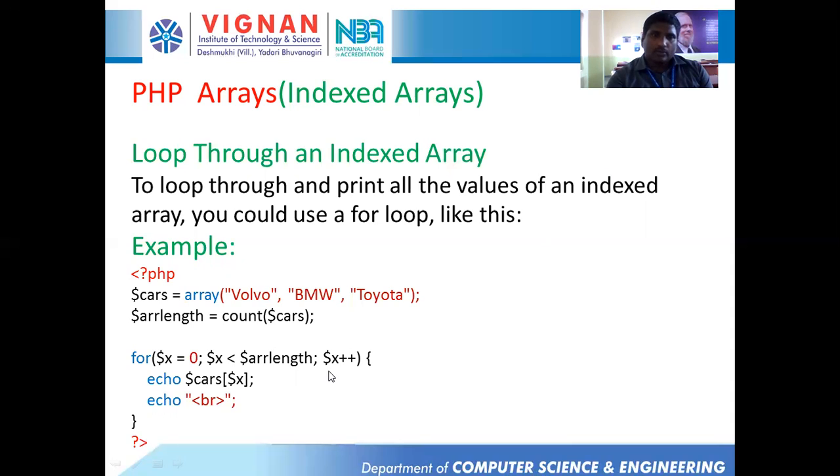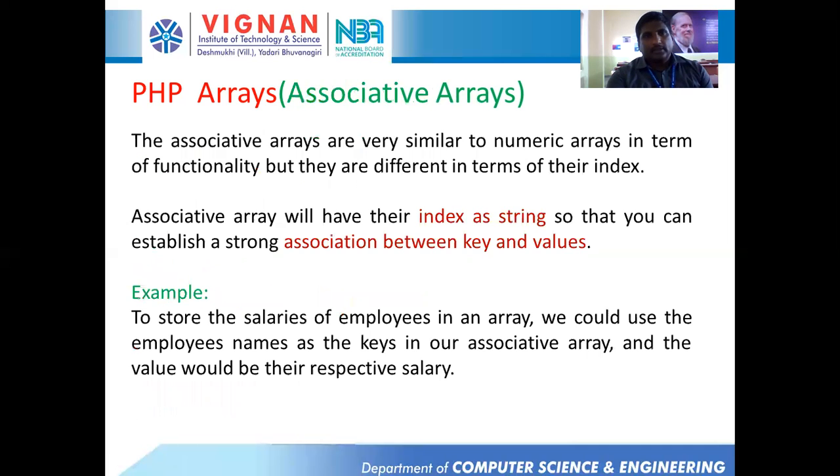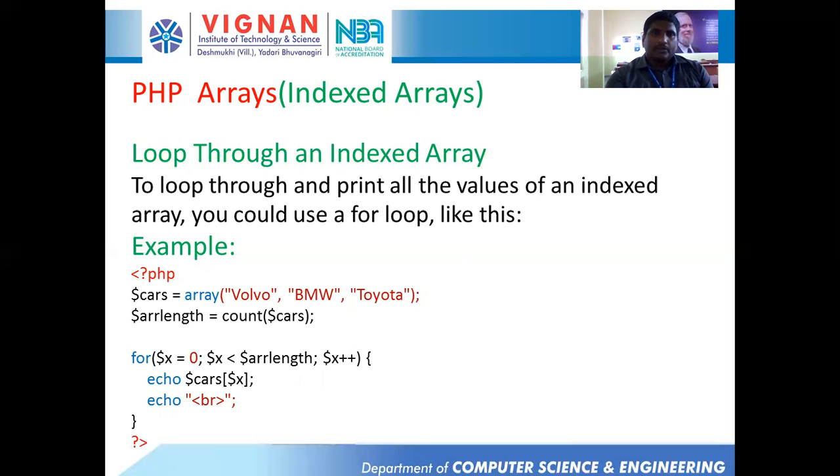Initially $x is 0, and the value of that is Volvo. Next, a br tag, so the next line will print. Next it prints BMW. Next Toyota. So the output is Volvo, next line BMW, next line Toyota, like this we are getting. So finally, for indexed arrays, we can access by the index, we can count the length of the array, and we can print by using a for loop. Okay, this is about indexed array.